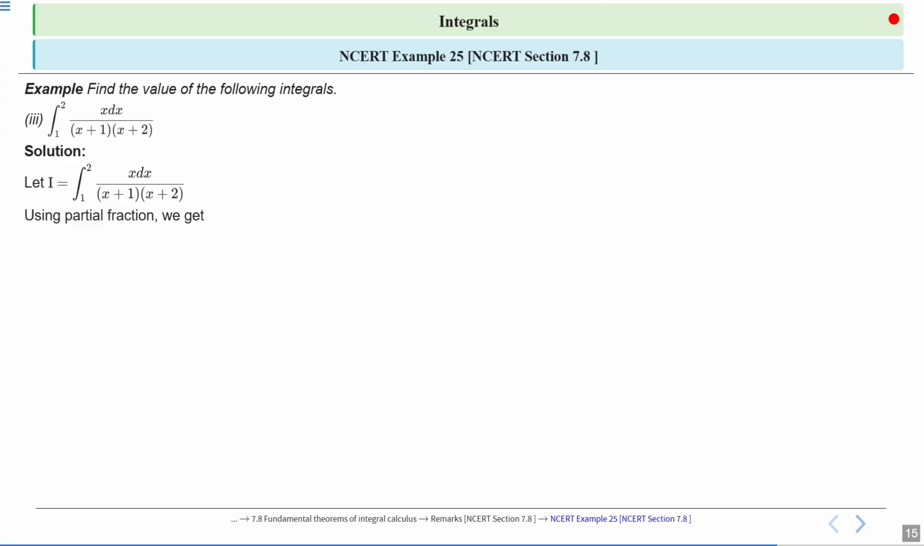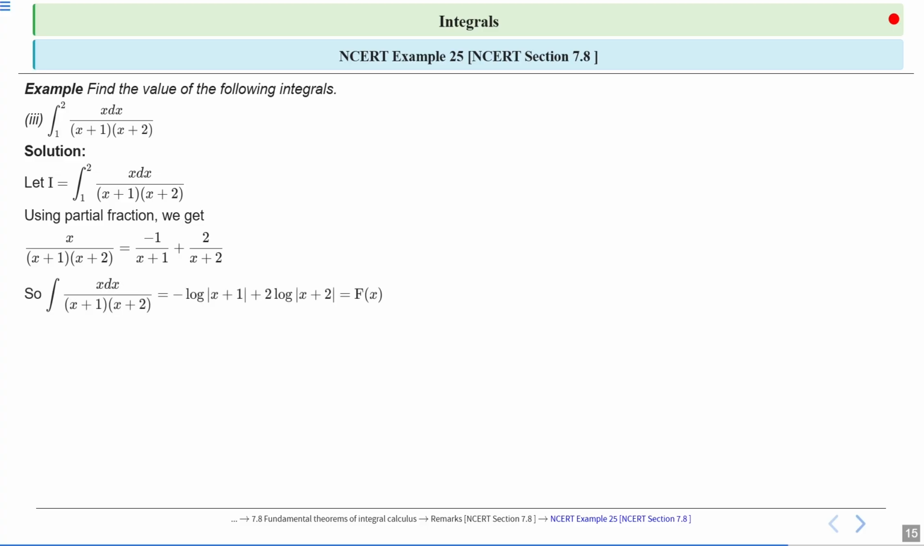Now, this is a rational function and we know in such kind of question, we apply the method of partial fractions. We decompose it into partial fractions and then find the integral value. As x plus 1 and x plus 2 are linear factors, the form of the partial fraction decomposition is a by x plus 1 plus b by x plus 2, and then using some algebraic calculation we find the values of a and b. So the value of a is minus 1 and the value of b is 2. We already know how to calculate this.